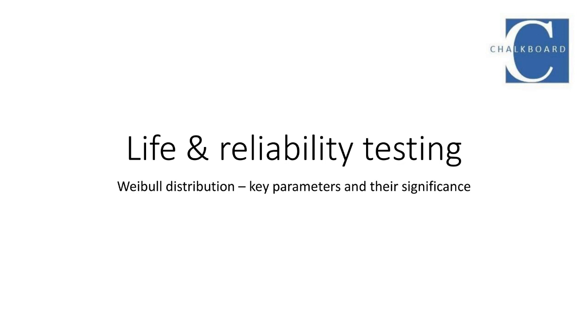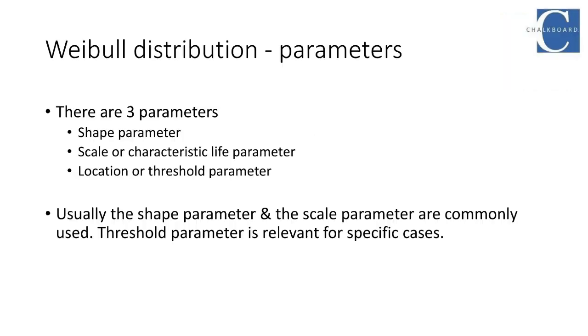In the last video, we introduced the basics of Weibull distribution, which forms the basis for reliability and life testing. Before getting into calculations, we need to understand the significance of the parameters that define it. The Weibull distribution is completely defined by three parameters: shape parameter, scale parameter, and location parameter. The shape parameter and the scale parameter are more commonly used, whereas the location parameter is relevant for specific cases.